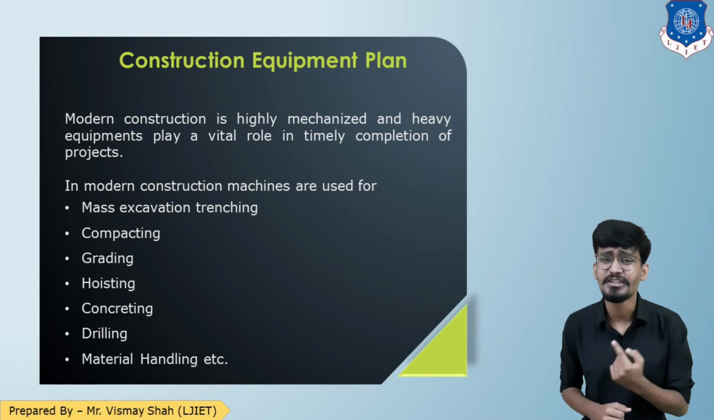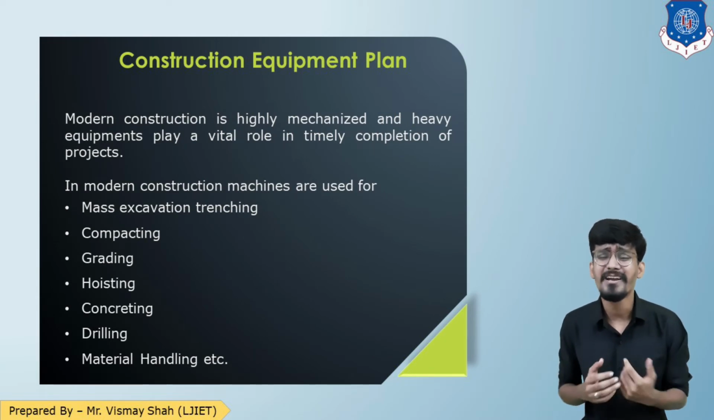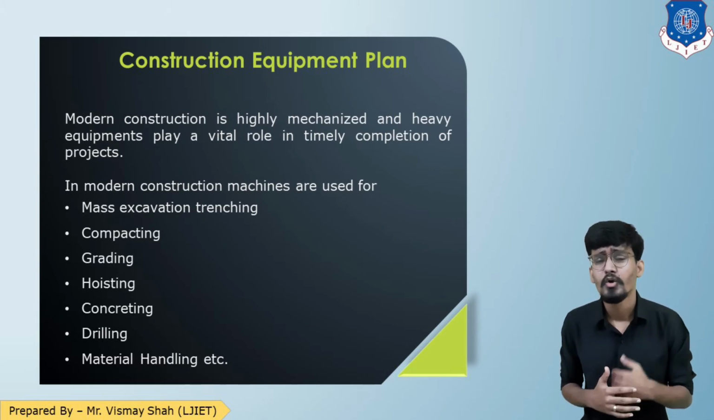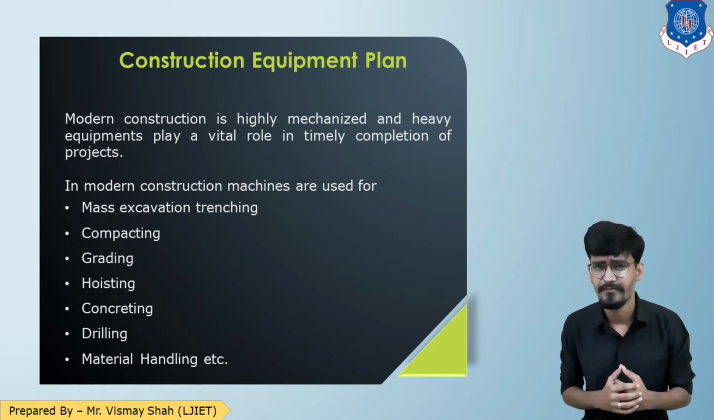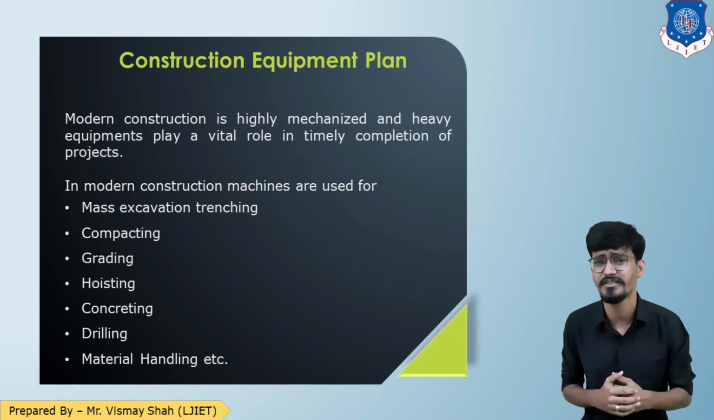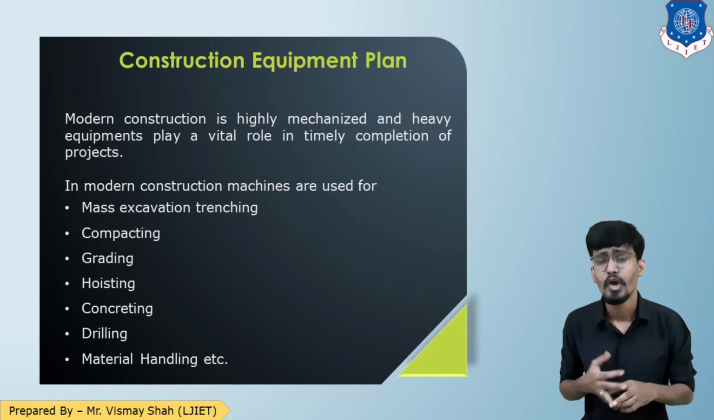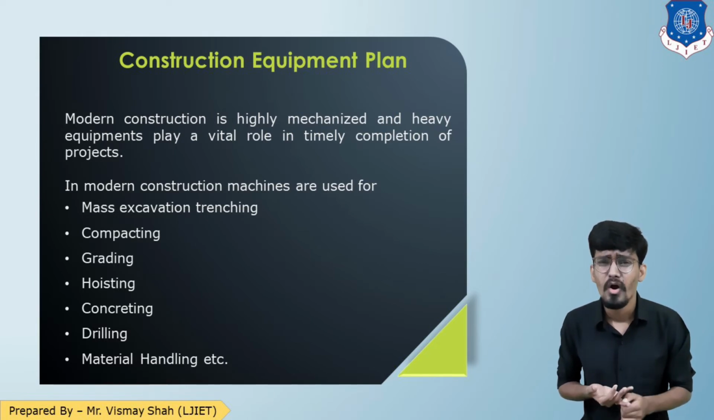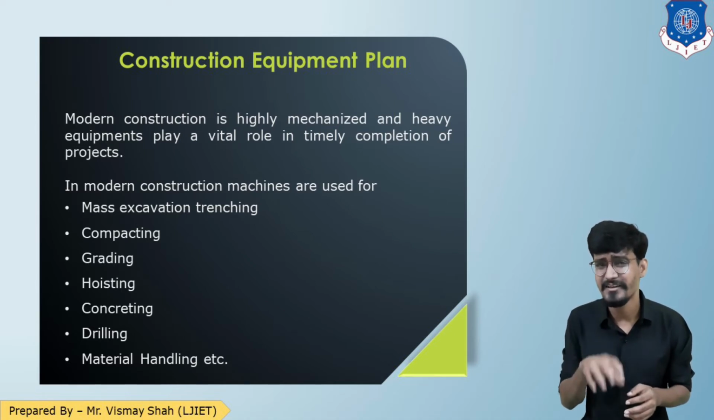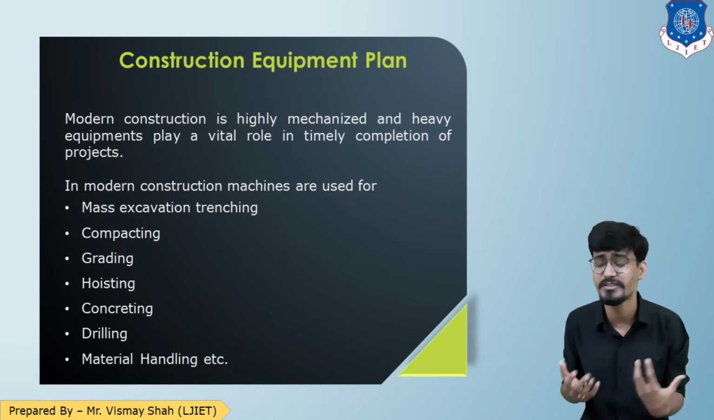So moving forward, the next is construction equipment plan. Modern construction is completely mechanized, and various equipments play a vital role in completing the project within the time limits. In modern construction, the equipments used include mass excavation, trenching, grading, hauling, concreting, hoisting, compacting, drilling, material handling, etc. So these are the phases of the project where you require these machines.